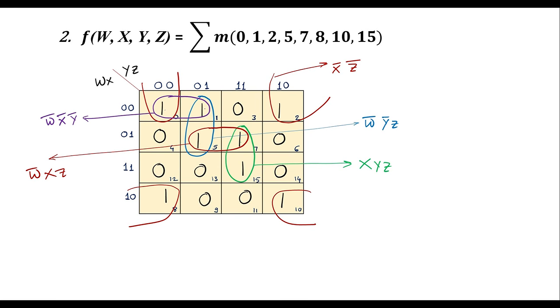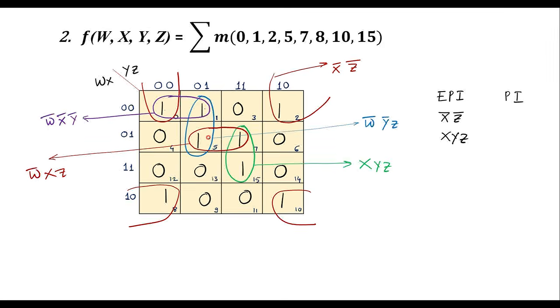So let me differentiate essential prime implicants and prime implicants. First let me find the essential prime implicants. As I said, a cell which is covered only once gives the essential prime implicant. Here we can observe that 2, 10 and 8 are covered only once, so the corresponding product term, x bar z bar, is an essential prime implicant. Similarly, this one is covered only once, so xyz is an essential prime implicant.